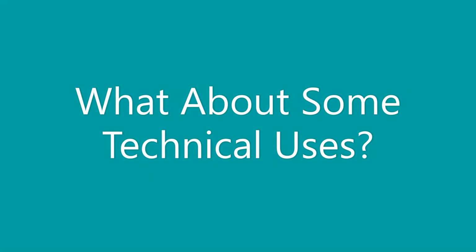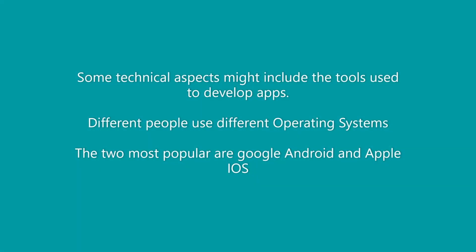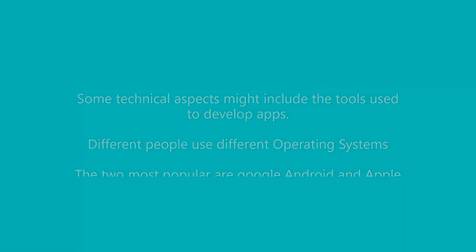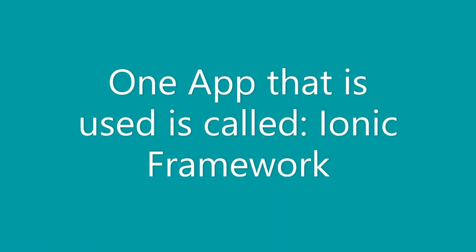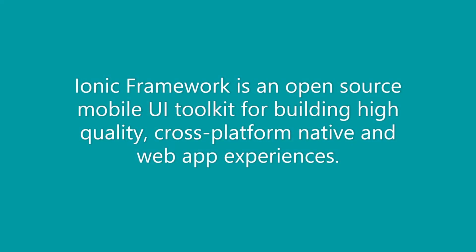So what about some technical uses? Some technical aspects might include the tools used to develop apps. Different people use different operating systems. The two most popular mobile are Android and Apple. One app that is used is called Ionic Framework for these two OSs. Ionic Framework is an open source mobile UI toolkit for building high quality, cross-platform, native, and web app experiences.